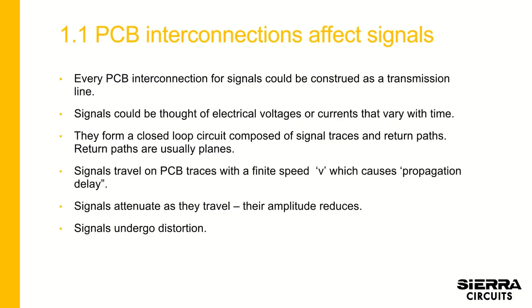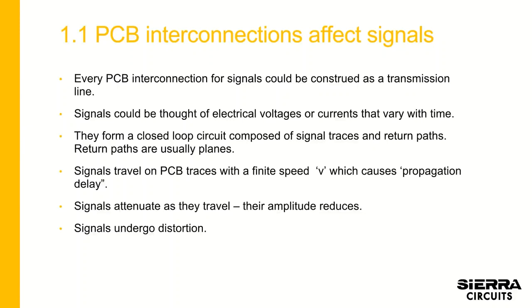Every PCB interconnection can be construed as a transmission line. The signals that travel on the PCB traces or PCB interconnections are basically time varying electrical voltages or currents. And these signals, along with their return paths, form a closed loop circuit.